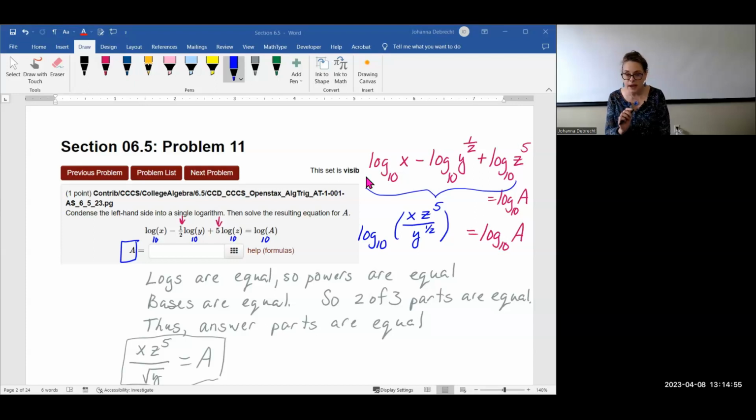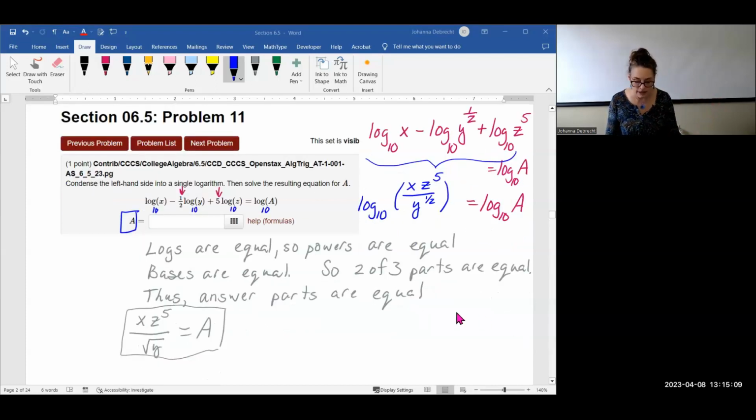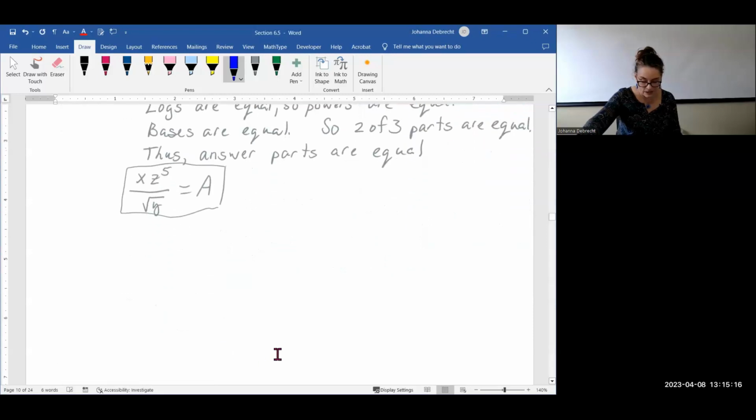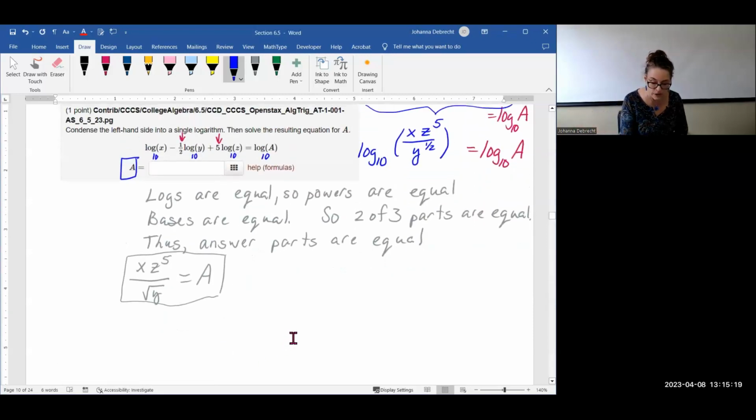Now, let's back up and look at it from a different standpoint. Some of you may have actually approached this differently, where you moved all the logarithms to one side and then condensed that side. Let's see if that gives the same result. And of course, you know the answer should be yes. But let's go ahead and take a look at that now. So we're going to start back with the original problem. So we have log base 10 of x minus, and I'm going to push the 1/2 back inside.